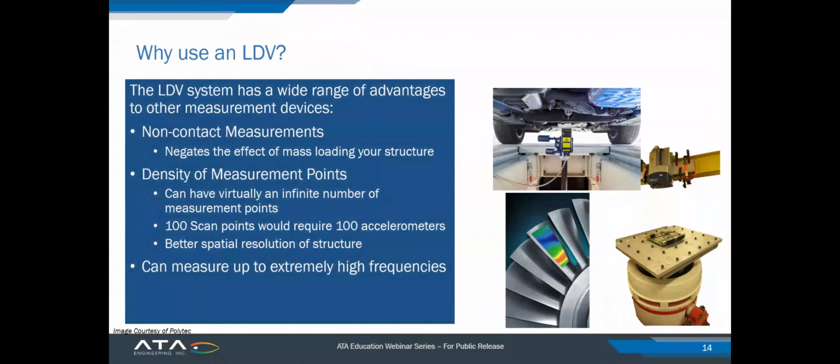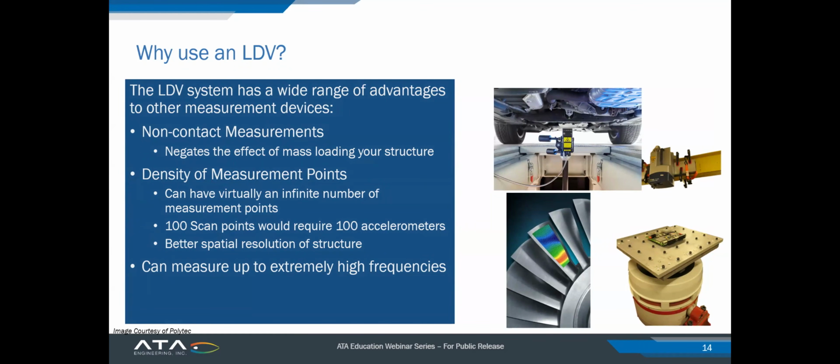But why would you actually want to use a laser vibrometer? There are a lot of different advantages over other measurement devices. Probably one of the biggest is that it is a non-contact measurement device. If you're measuring on lightweight components, and you're familiar with modal testing, if you add an accelerometer onto your structure, that's going to add some mass onto it.